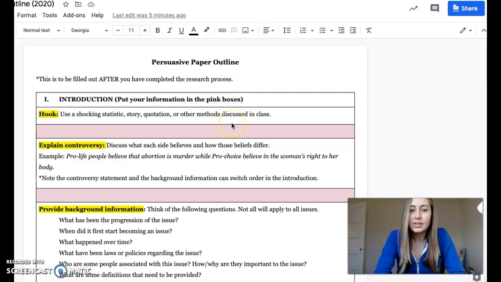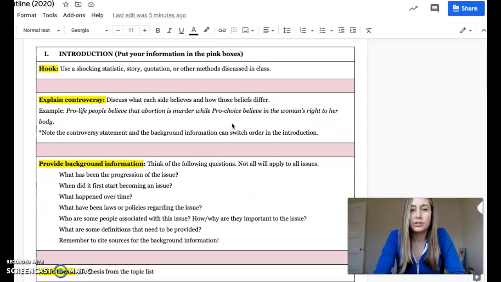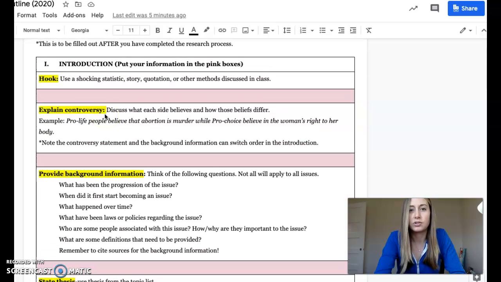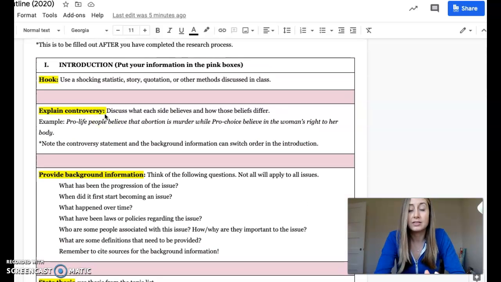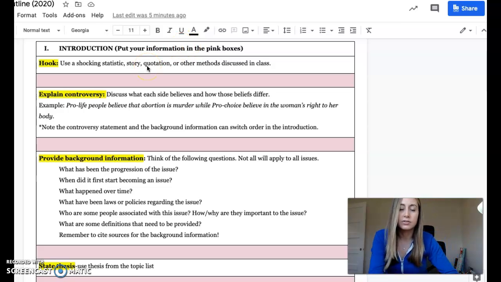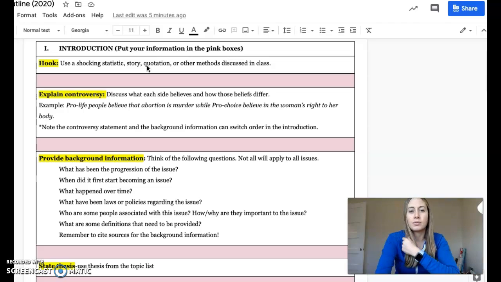So to start, when you do the introduction for the paper, the introduction is about 1 page in length. So you start with the hook, and then all of this with the pink stuff, all this page is just the introduction paragraph. And again, that's about a page. So start with a hook. It could be an interesting story, statistic. We've taken notes on hooks. So decide what you want to do that'll right away grab the reader's attention.